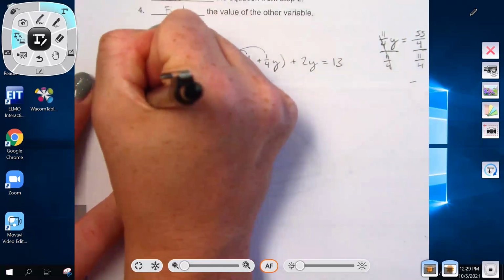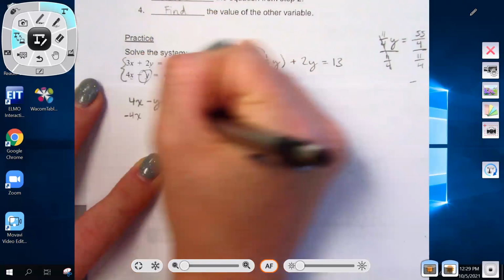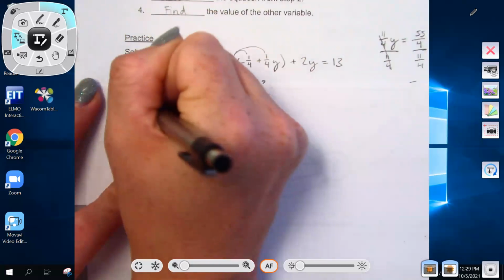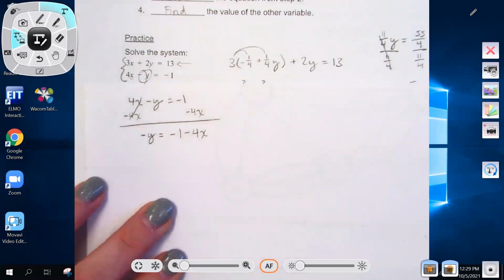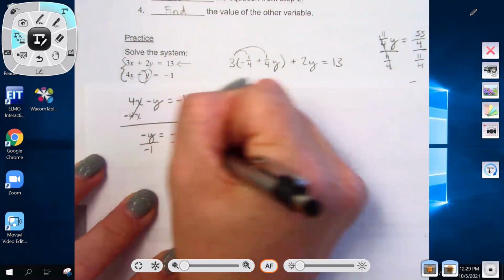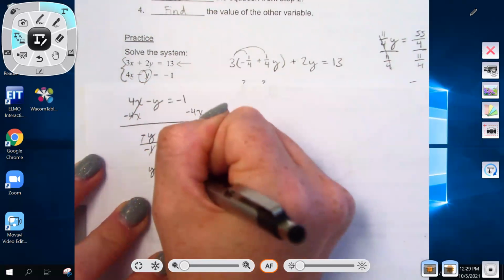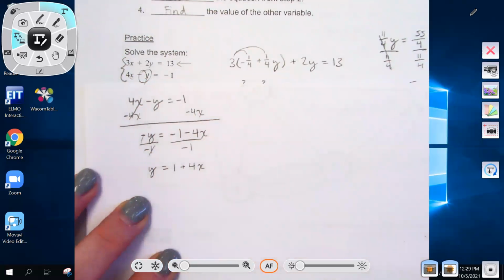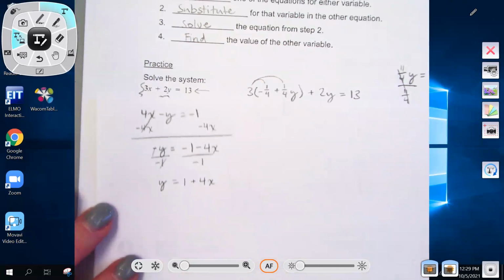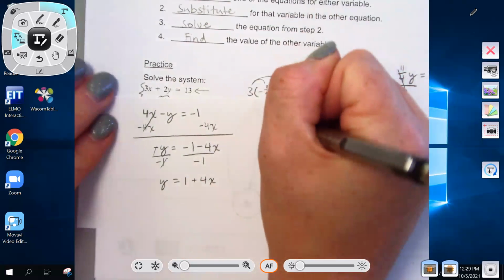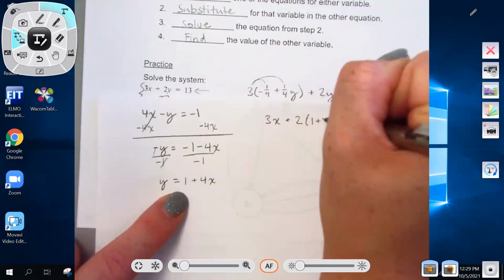Okay, so 4X minus Y equals negative 1. I would subtract 4X from both sides to get negative Y equals negative 1 minus 4X. Divide both sides by negative 1 to make that Y positive. And what that does on this side is it changes the sign of both of those terms. So we get Y equals 1 plus 4X. Take the second equation, 3X plus 2Y, and then instead of Y, I'm plugging in 1 plus 4X.